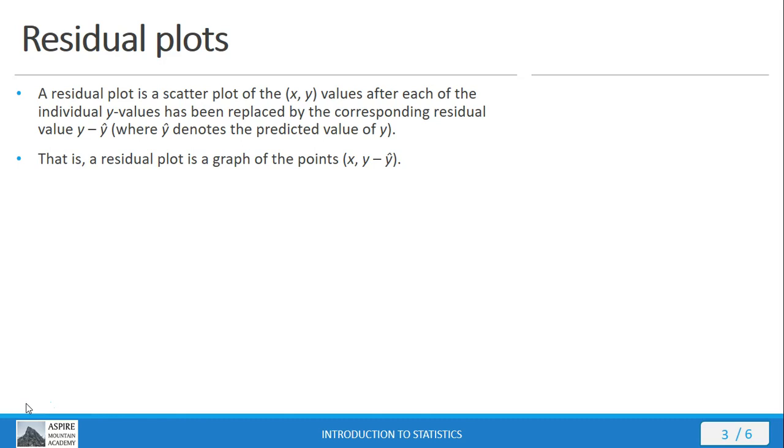We can actually make residual plots by replacing the y values from our ordered pairs we normally plot on the scatter plot with the residual values that we calculated earlier. And when we plot those data points, we get what's called a residual plot, because the points that you're plotting contain residuals for the y value.